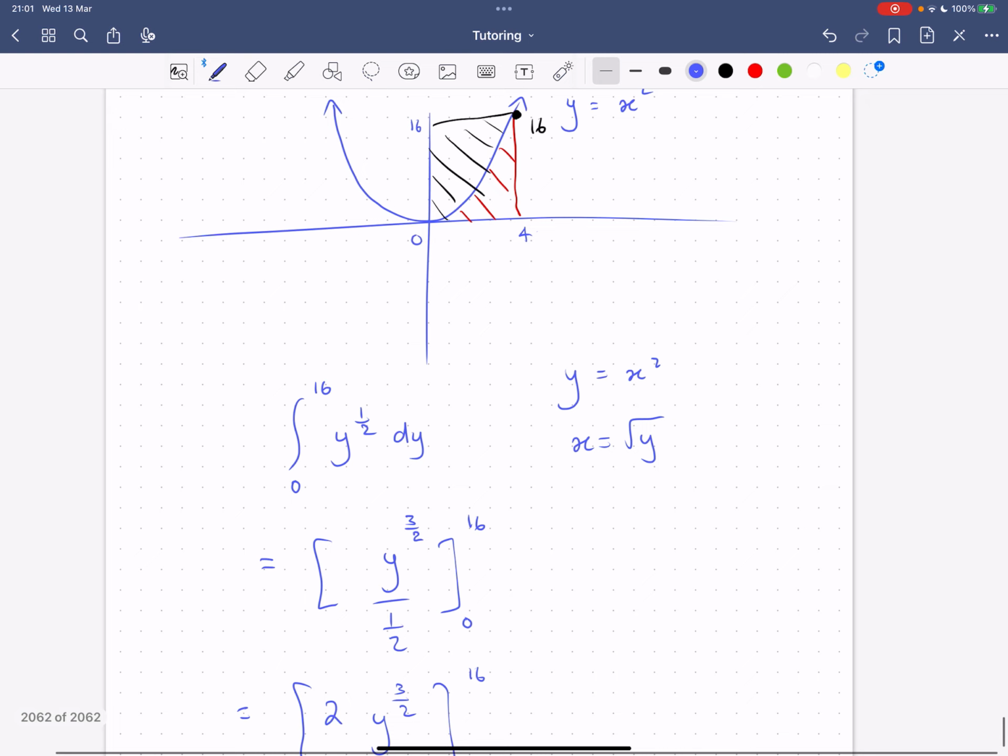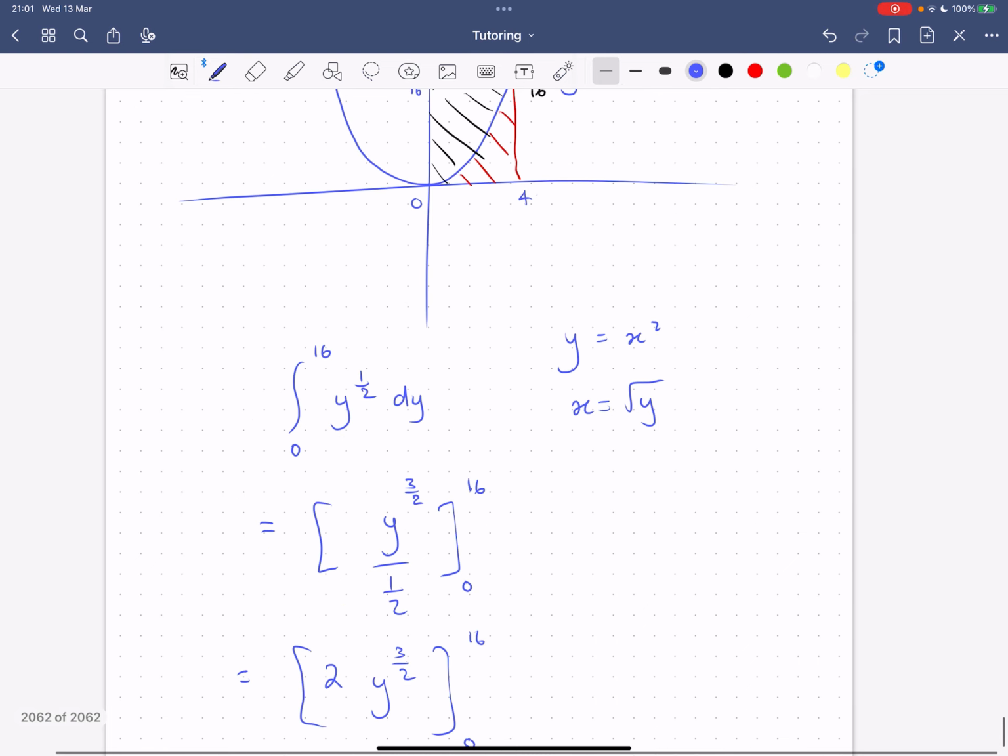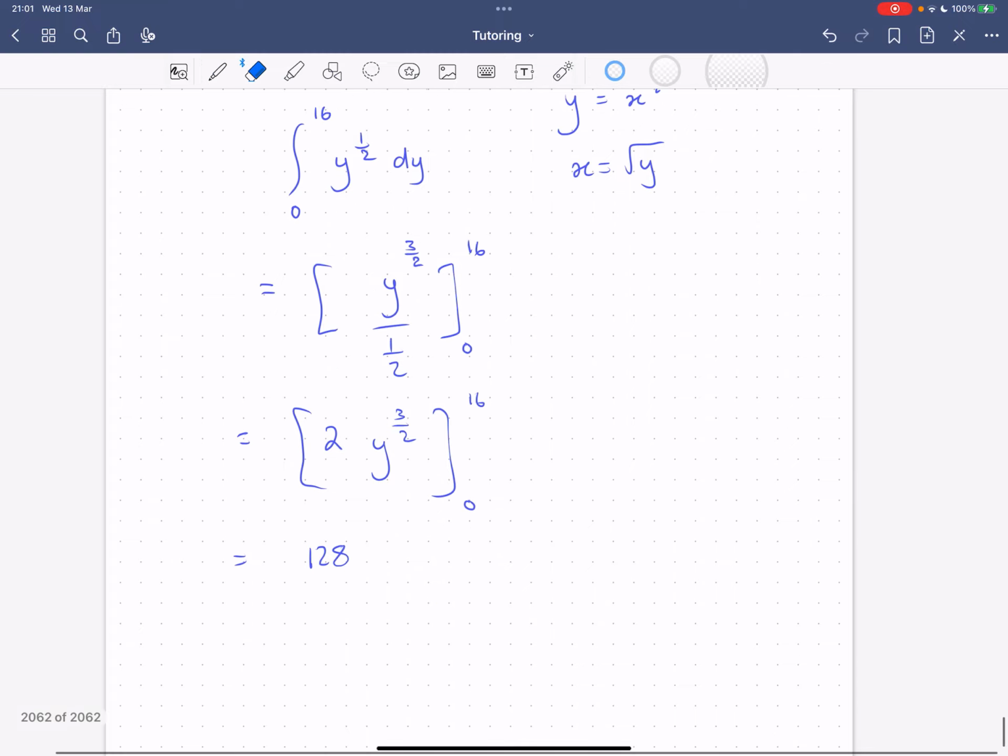So the integral from 0 to 16 of y to the half, we add 1 to the power. Oh, yep, okay, that's my fault. Sorry, we divide by the new power of 3 on 2. And that becomes 2 on 3 there. There we go, and we get 128 on 3 units squared. So 1 over 3 on 2 is 2 on 3.